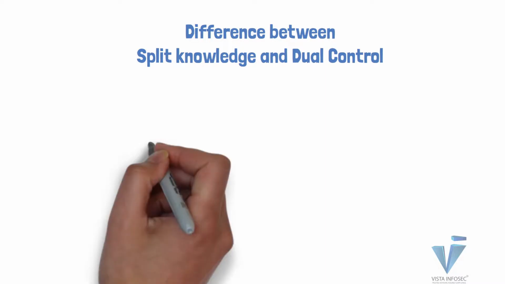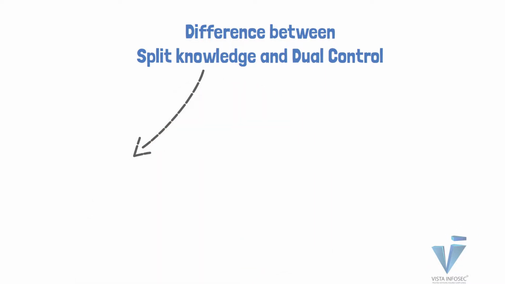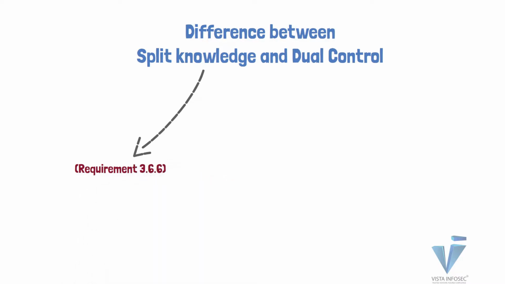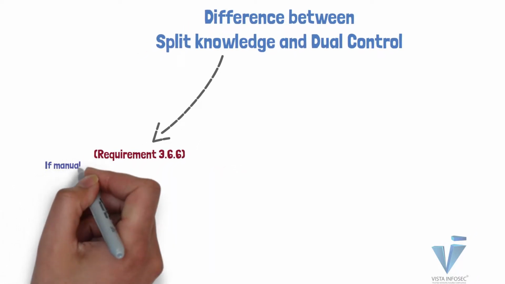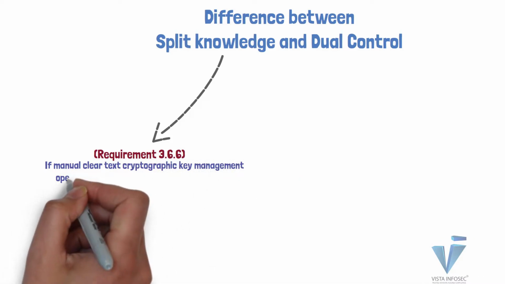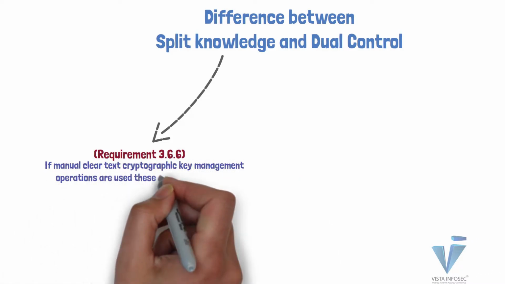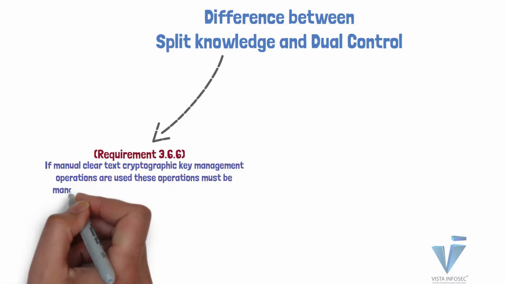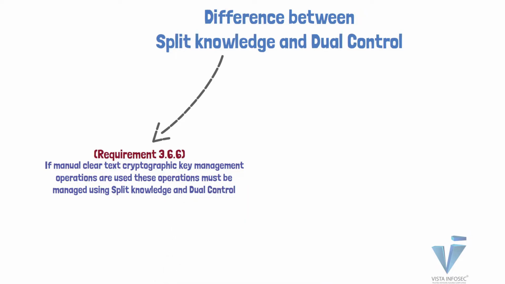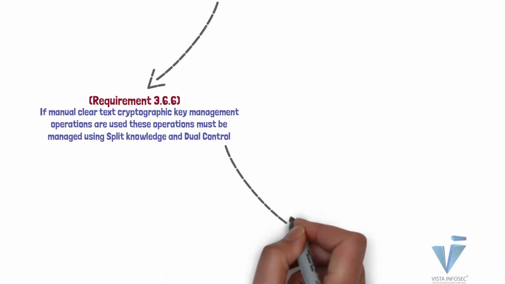And so we thought, let us make a quick video on that and help out the fraternity, help out our clients. So split knowledge and dual control is referenced under requirement number 3.6.6, and let me read the control for you. If manual clear text cryptographic key management operations are used, these operations must be managed using split knowledge and dual control. That's the requirement. And there's an "and" over there. So many a time people will interpret it as an "or". That's not the case. It's an "and".